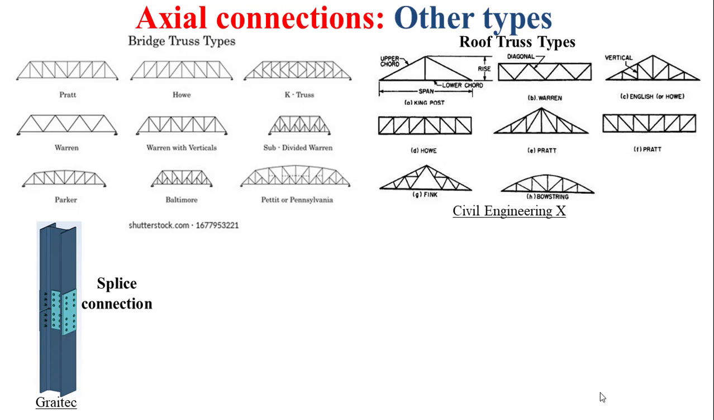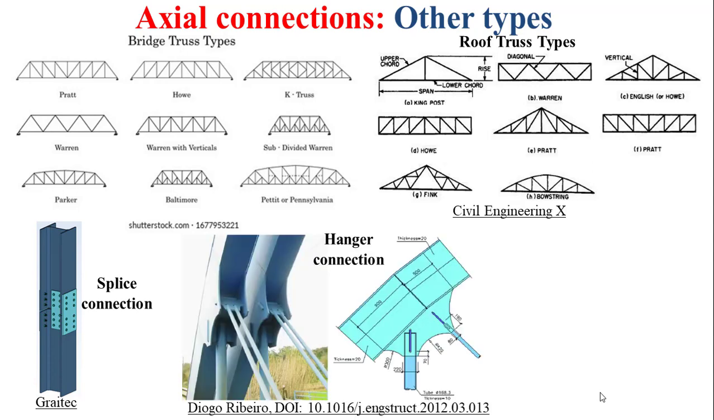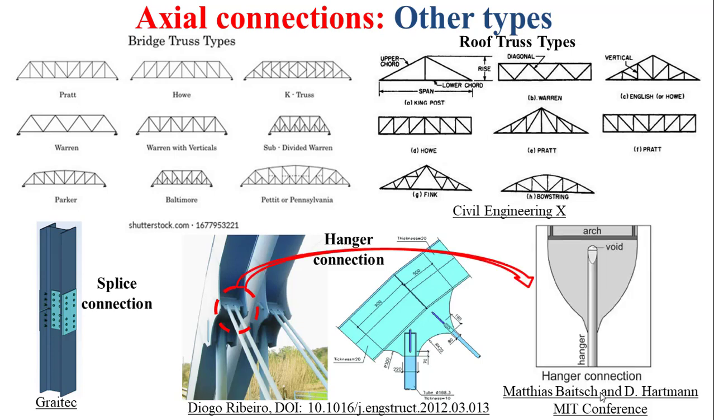Well, there is another important type of axial connection, which is the hanger connection, as it is depicted by the figure that you see at the bottom middle of this slide. The hanger connection is widely used in the tied arch bridge, and this connection can be simply seen as a type of bracing called hanger. And here we have a double hanger. It can be simply a single hanger. The hanger is pinned to a plate, and the plate is welded to the bridge arch, as it is depicted by the figure that you see at the bottom right of this slide.